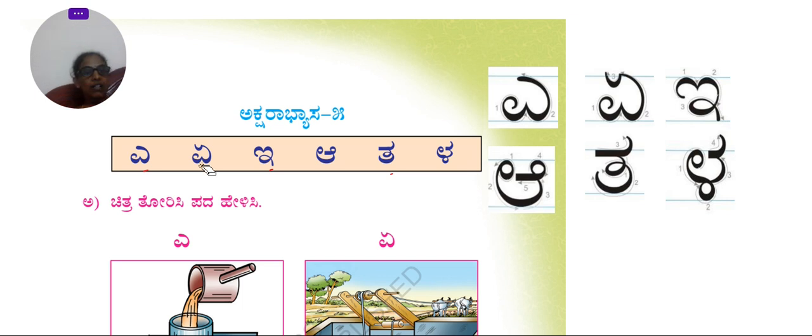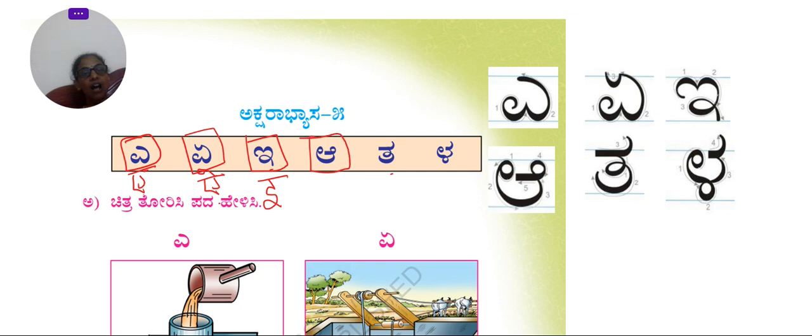So let us start. This alphabet is A. Then this one is A. This is the longer vowel of the same sound. A and A. Then this one is E. This is E.